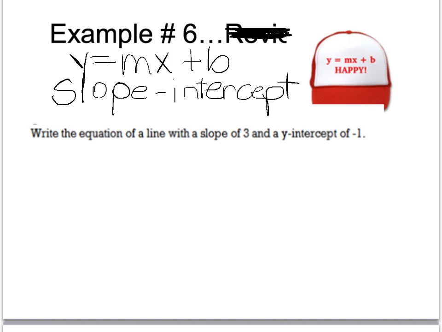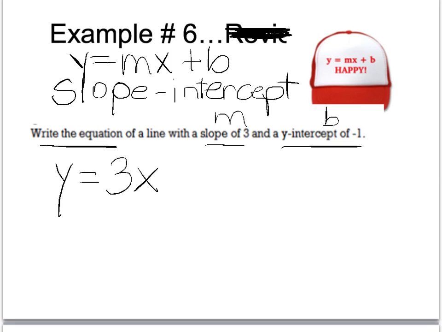Basically, because it gives us a value for slope, the m, and a value for the y-intercept, the b. And so this question says, write the equation of a line with a slope of 3 and a y-intercept of -1. Well, I start off with y equals, I have my value for m, and I have a value for b. And so m is 3, give my x, plus b, but that's a -1. So I have y equals 3x minus 1.